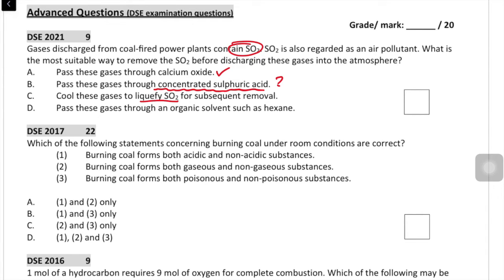Next one is dissolve it through hexane. Again, it doesn't make sense. So the answer should be A.